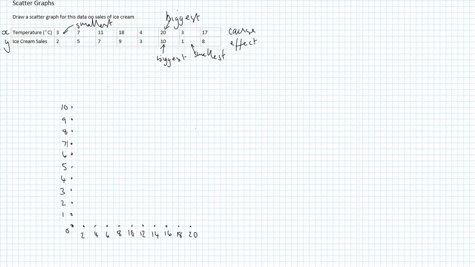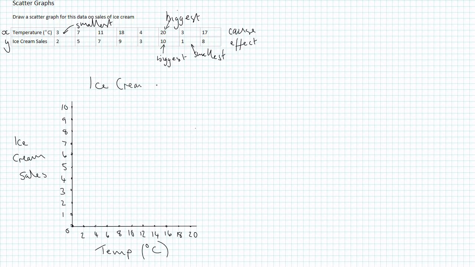You would obviously use a ruler to draw in your axes, but I'm on a computer, so I'm going to use this straight line drawing tool, and just draw that in with my straight lines. Now I need to label my axes. Here's my ice cream sales. And going across, this is my temperature. I'm just going to put temp, and remember to put your units in. Then a title, ice cream sales versus temp, something like that.